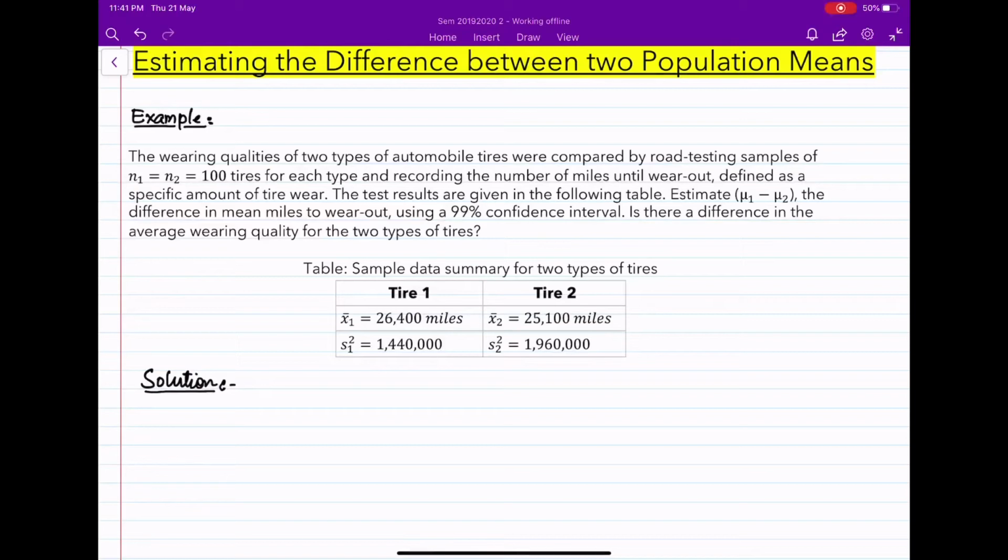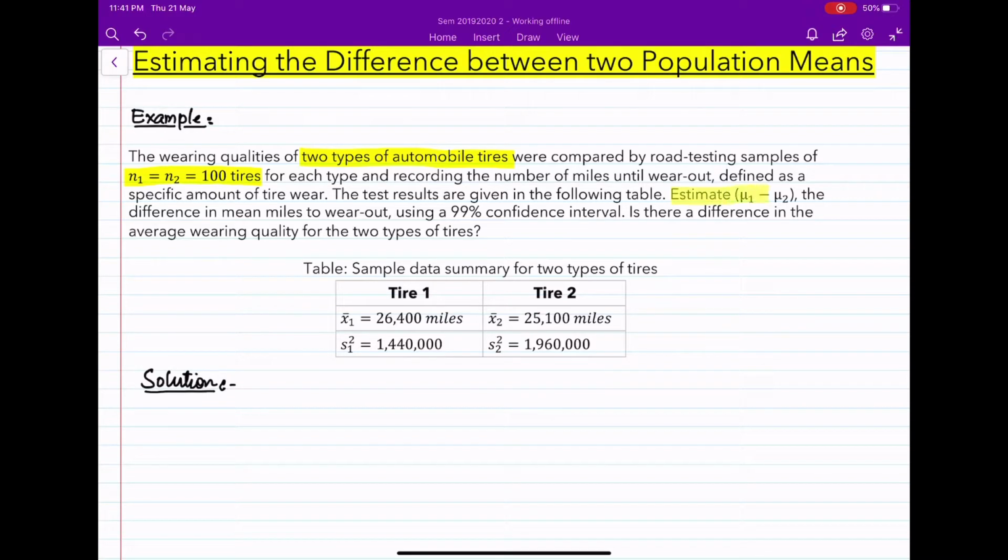Okay, in this example, the wearing qualities of two types of automobile tires. Now here we have two types of automobile tires, meaning we have two different populations. They were compared by road testing samples of n1 = n2 = 100 tires for each type, and recording the number of miles until wear out, defined as a specific amount of tire wear. Okay, the test results are given in the following table.